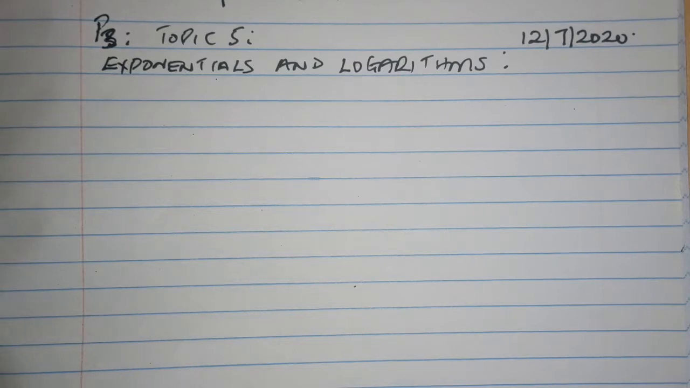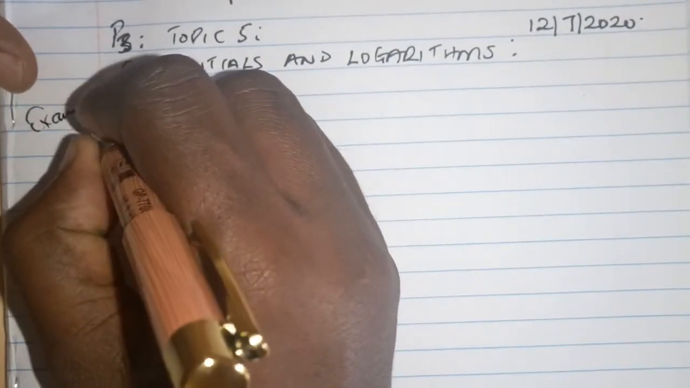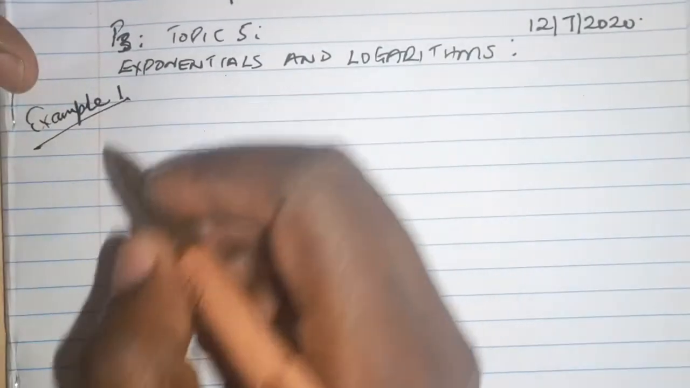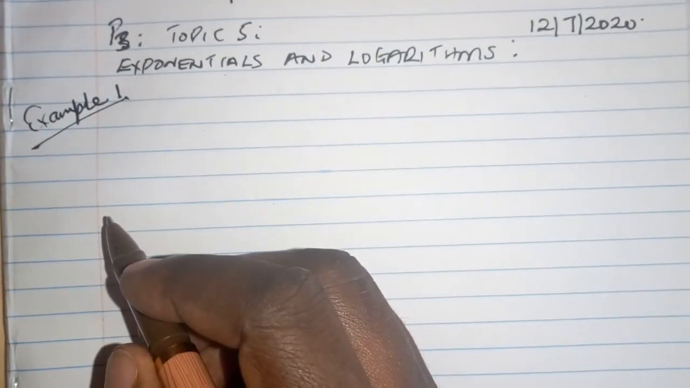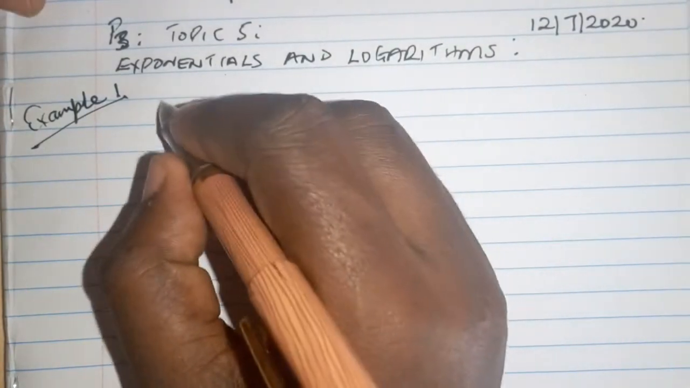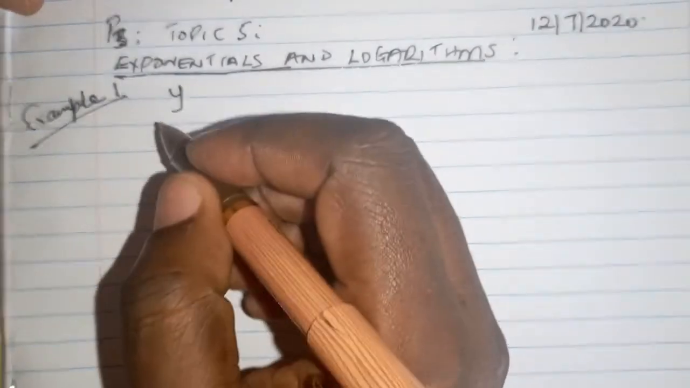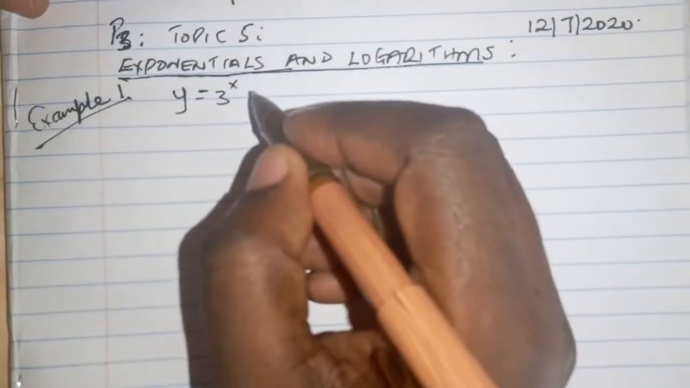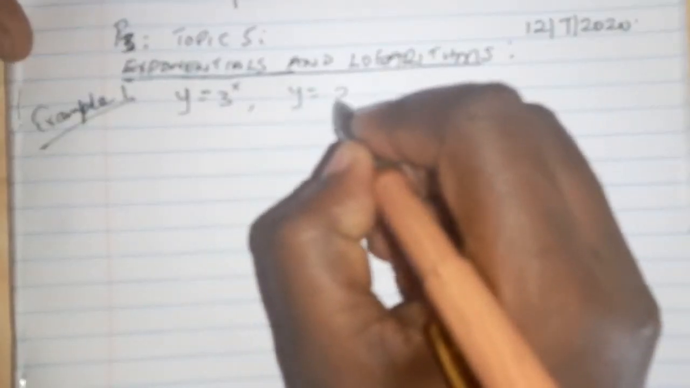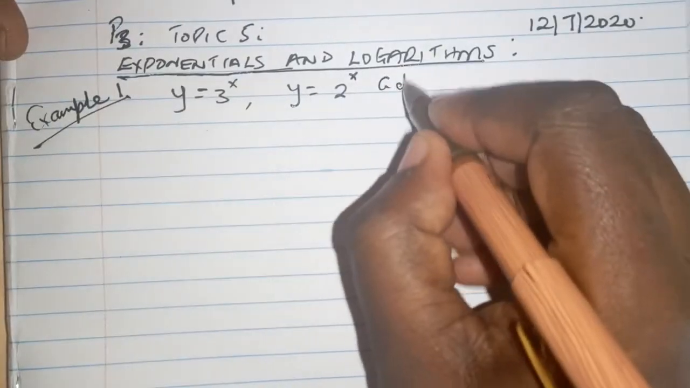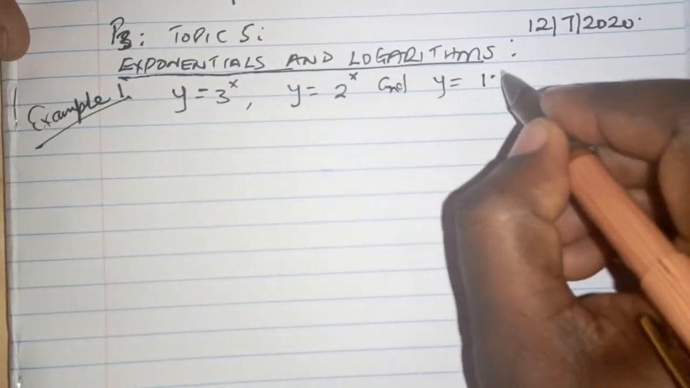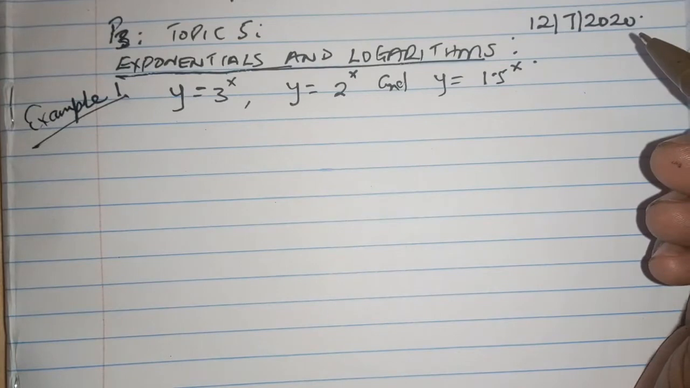And in example 1, we are told that on the same axis, sketch the graph of y equals 3 raised to power x, y equals 2 raised to power x, and y equals 1.5 raised to power x. And then we will be looking at part B.